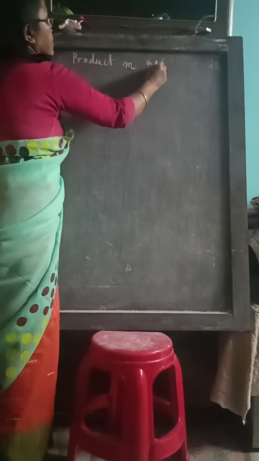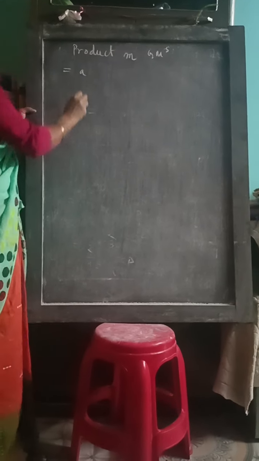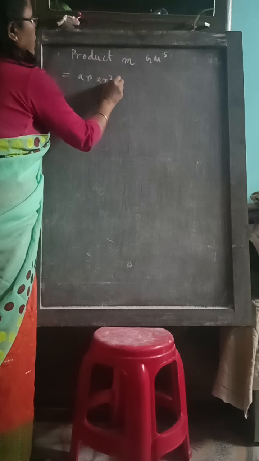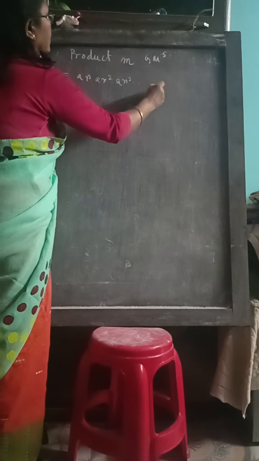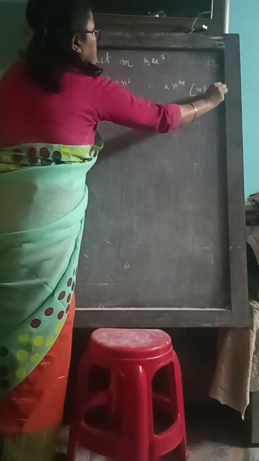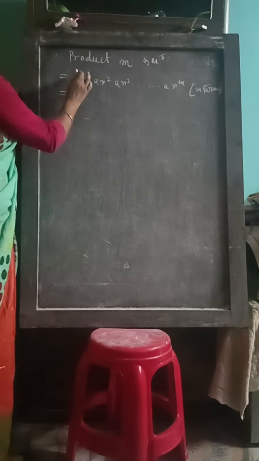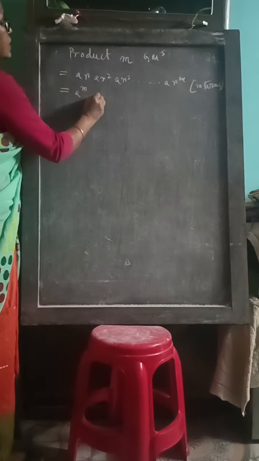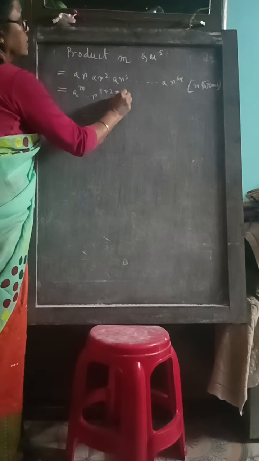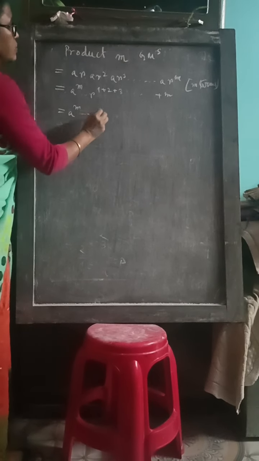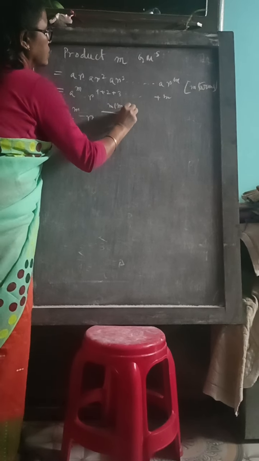Product of m GMs is equal to, since the first term is a, it starts from ar into ar square into ar to the power 3 up to ar to the power m, up to m terms. Equal to a to the power m, since it is multiplied m times, and r to the power 1 plus 2 plus 3 up to m. So a to the power m, r to the power m into m plus 1 by 2 times.